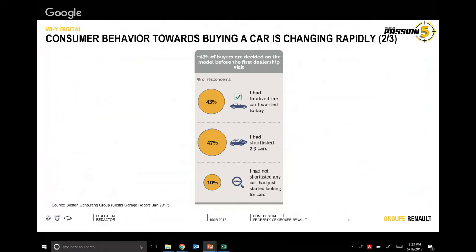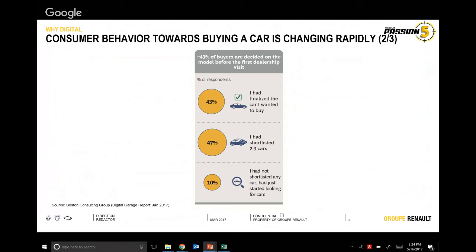Similarly, when we look at customer behavior, like when customers visit the dealerships, how they select the car, and how they verify their interest: 43% of people, when they visit your dealerships, have already finalized which variant they want to buy. Whereas 47% of people are comparing between a couple of cars, 2-3 cars, and only 10% are just coming into the dealership saying that they are not decided on anything.